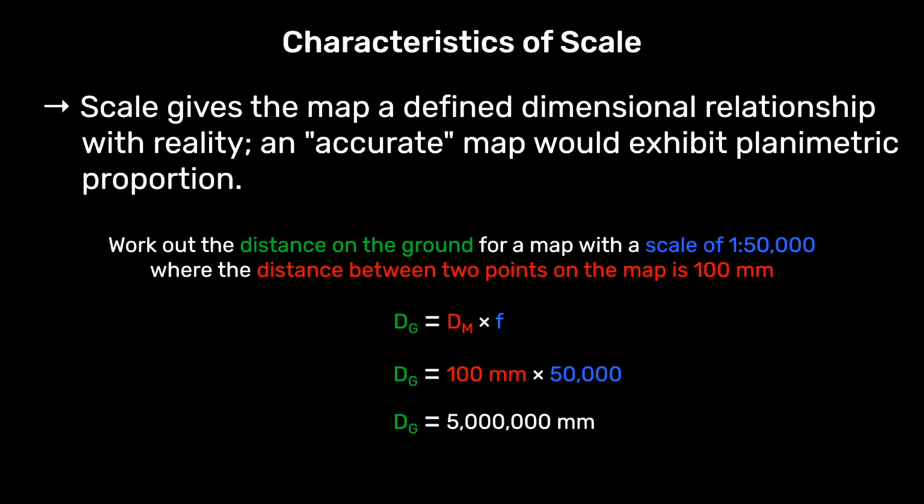You'd want to divide those units, certainly millimeters, by, let's say, 1 million, because there are 1 million millimeters in a kilometer to get something sensible. So for this example, if you do that, that would end up being 5 kilometers. So that gives you a bit of an idea in terms of those characteristics of scale.